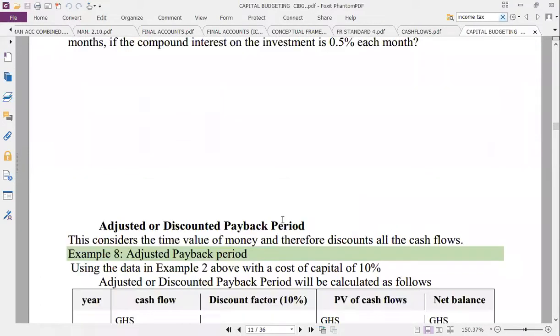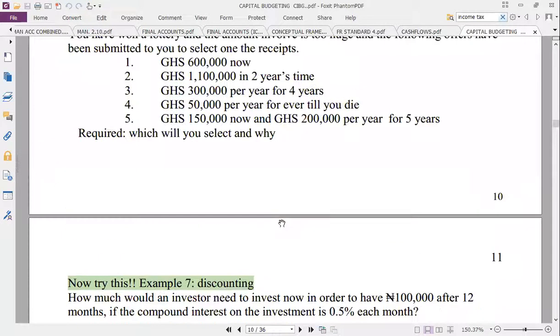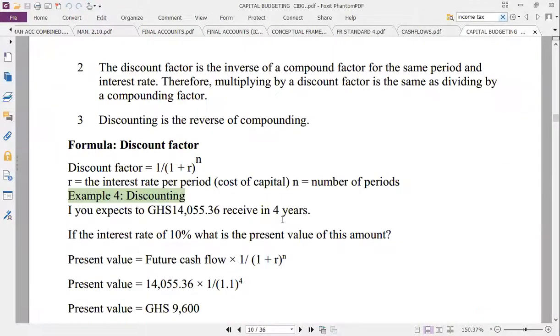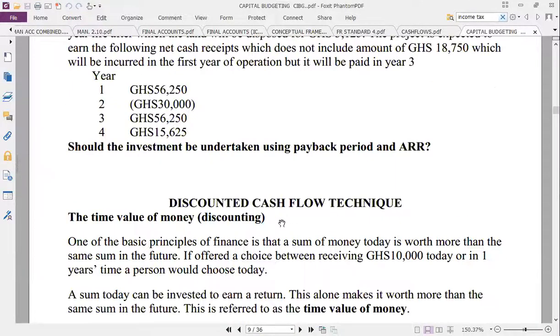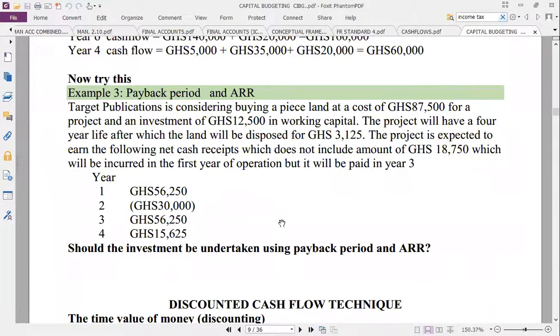Now let's go back to example 3. Good, example 3 is here. Now let's see. So you are going to calculate payback period, adjusted payback, and accounting rate of return, ARR. And with the ARR, they have to give us the target or the minimum ROCE. Now let's see the question.